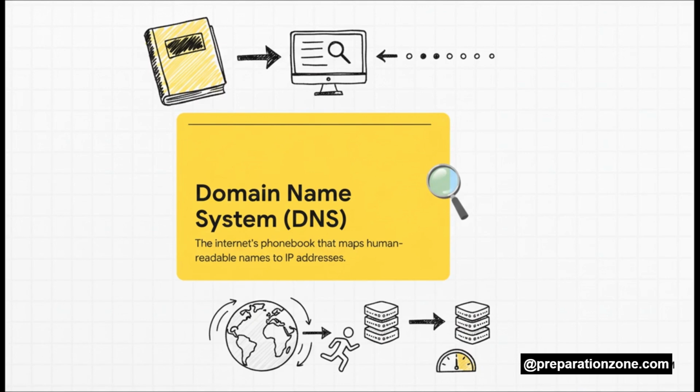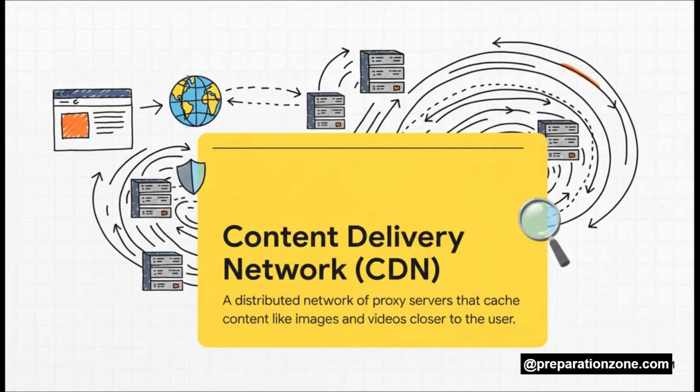First up, DNS, the internet's phone book. You type in a name you can remember, like Amazon.com, and it finds the correct IP address, the server's actual number. Mastering this is all about crushing latency. For example, you can use geolocation routing to send users to the server closest to them, making everything feel almost instantaneous.